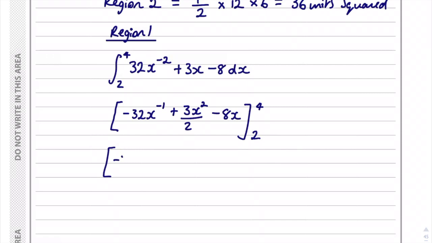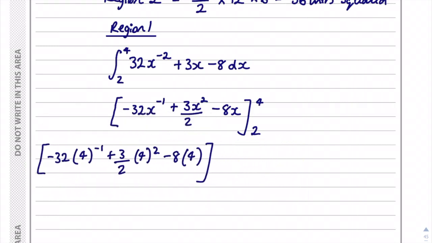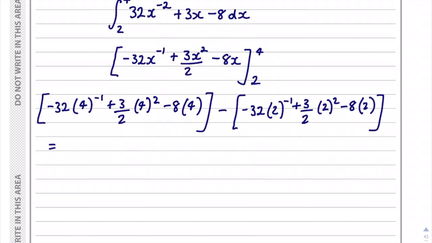I can then substitute these points in, so I get minus 32 multiplied by 4 to the power minus 1 plus 3 over 2 multiplied by 4 squared minus 8 multiplied by 4. I'm just going to move this across so we've got a bit more space, and I can subtract minus 32 multiplied by 2 to the power minus 1 plus 3 over 2 multiplied by 2 squared minus 8 multiplied by 2. Now I can evaluate these using my calculator. So I get minus 16 here, and then I get minus 26 here. So this becomes minus 16 plus 26, which is 10 units squared.